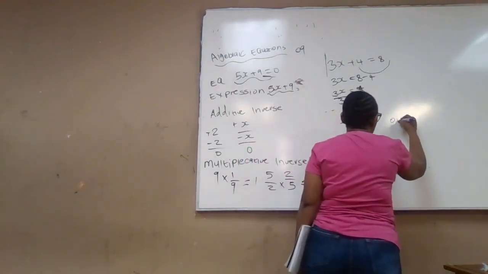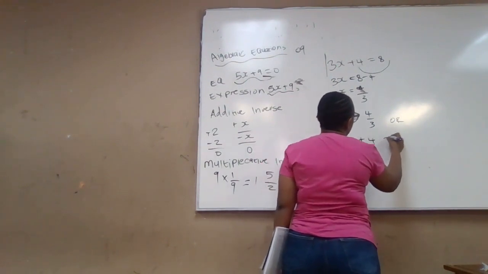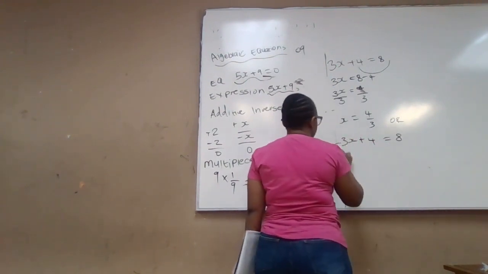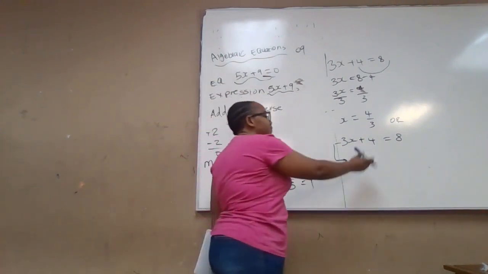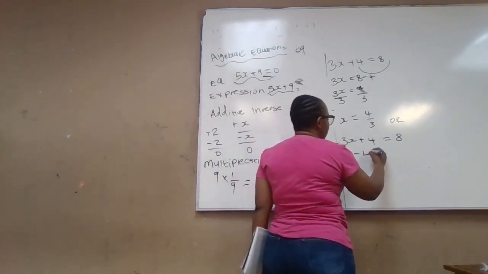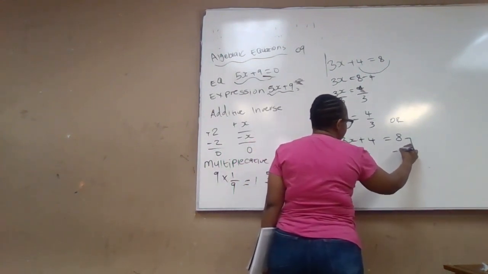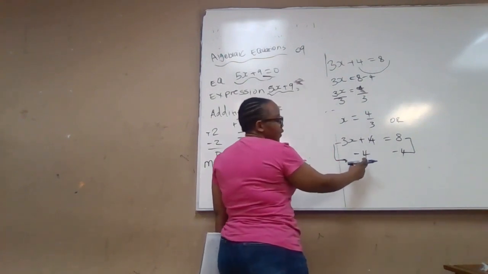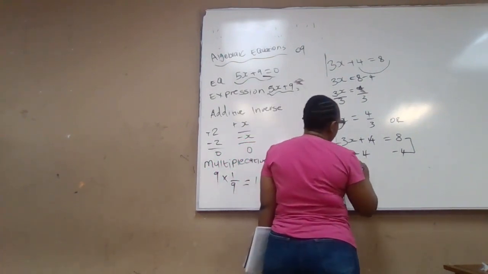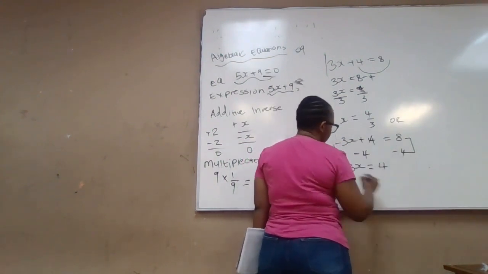Or we can say 3x plus 4 equals 8. All right. So this is another way to do it. The additive inverse of plus 4 is minus 4. What you do on the left-hand side, you do on the right-hand side. So this positive 4 and negative 4 will give us 0, and we are left with 3x. Now 8 minus 4 is 4.